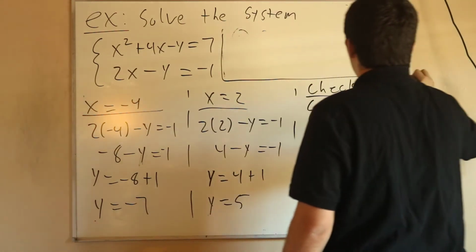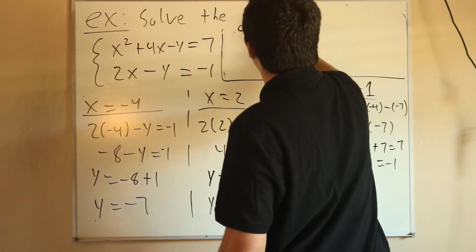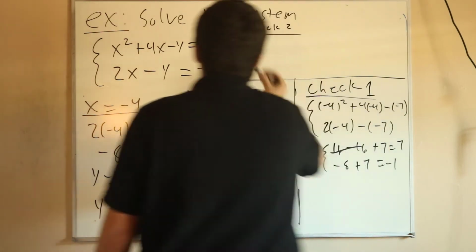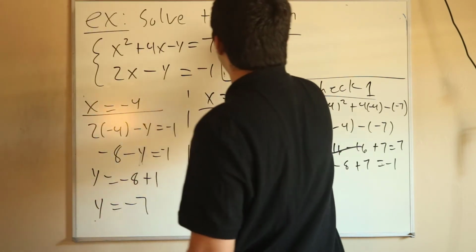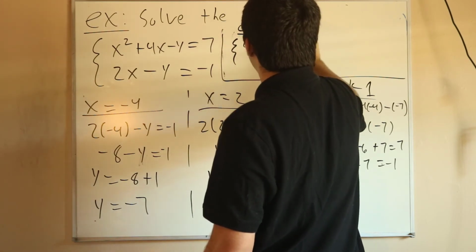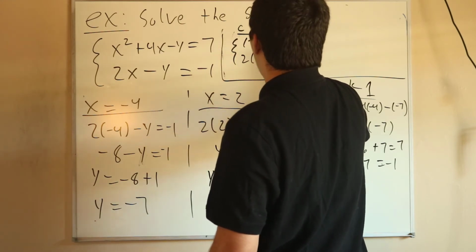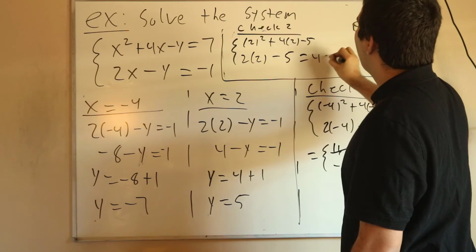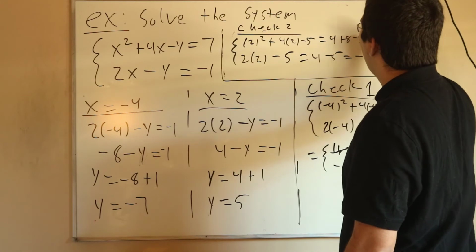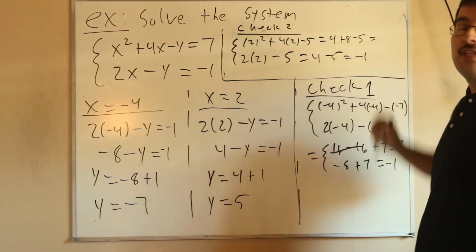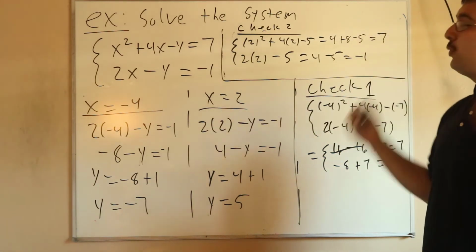I'll put the second check up here. There's check 1. Let's do our second check. Check 2. Again, the point is 2 comma 5. Plugging that in, we get 2 squared plus 4 times 2 minus 5, and we get 2 times 2 minus 5. That's 4 minus 5, which does equal negative 1. Great. That's going to be 4 plus 8 minus 5. 4 plus 8 is 12. 12 minus 5 is 7. Beautiful. So it works out just like we wanted to.